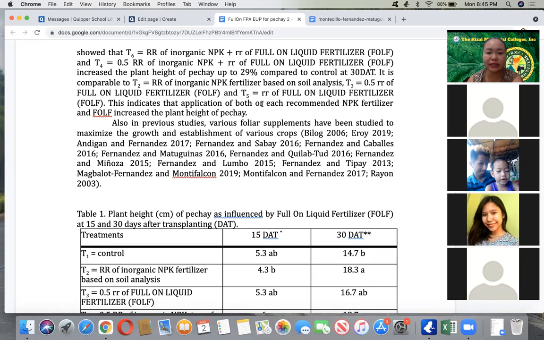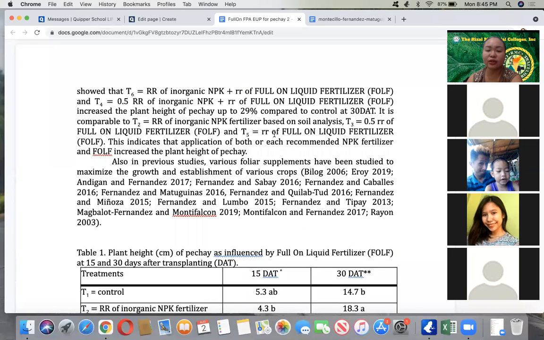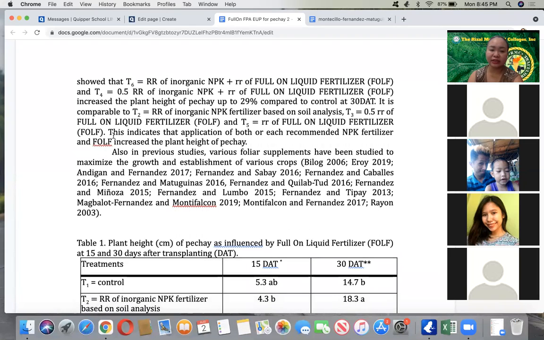So since lahat ay merong, ang T2 ay meron ding A, and T3 and T5, so they are just comparable. Ibig sabihin the same lang sila ng result. So this indicates that the application of both or each recommended NPK fertilizer increase the plant height of pechay. So again, in your discussion, the result is up to here, this one. But the discussion will start here from here.